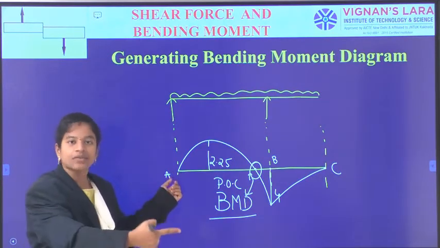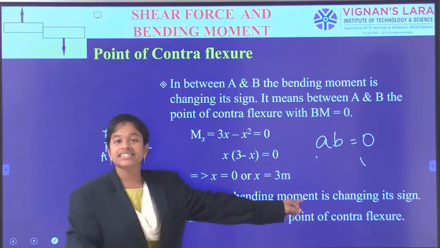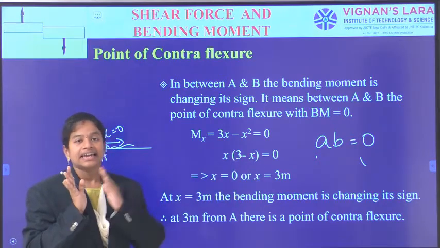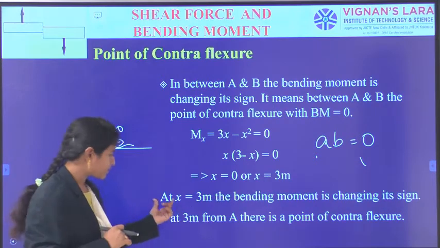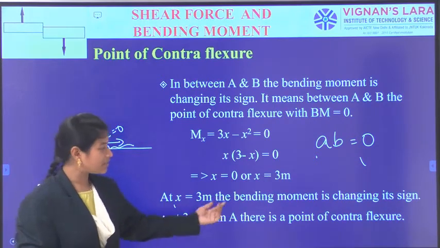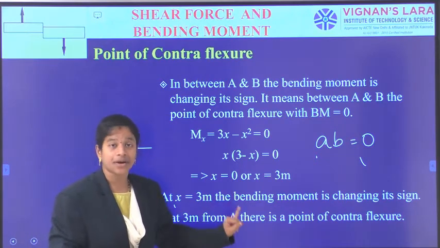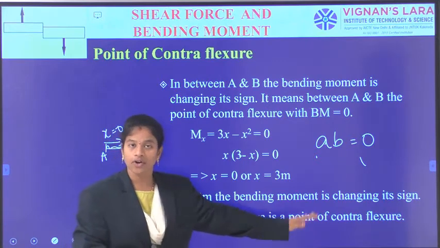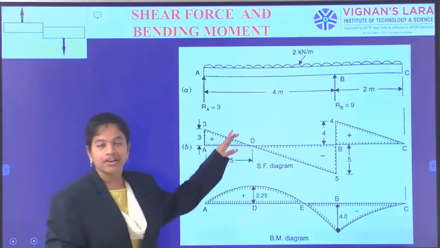So the next solution is the point of contraflexure, that is x is equal to 3 meters. The AB span is 4 meters, and at a distance of x is equal to 3 meters I have got the point of contraflexure. See here, at x is equal to 3 meters the bending moment is changing its sign. That means at 3 meters from A the bending moment is changing, and that is the location of the point of contraflexure.